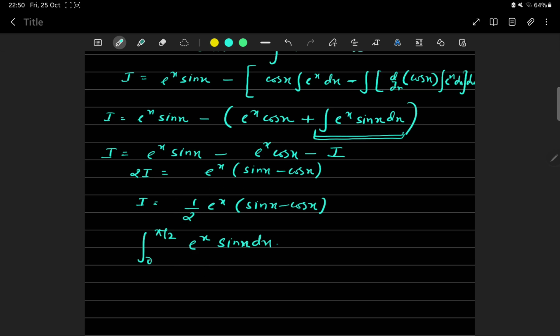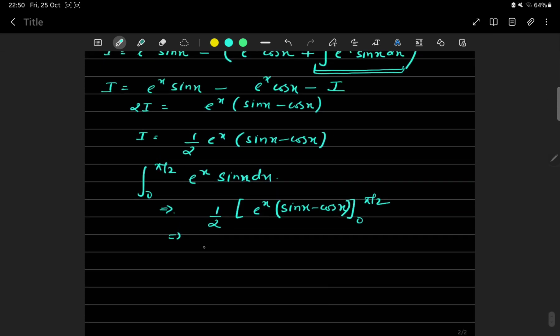Now I'll put the limits, as the limits are given to us, so we'll put the limit. So 1 by 2 is the constant, so here only we'll put the limit e to the power x, sin x minus cos x, 0 to pi by 2. Okay, 0 to pi by 2. Now we'll put the values. Upper limit first, so 1 by 2 is here.